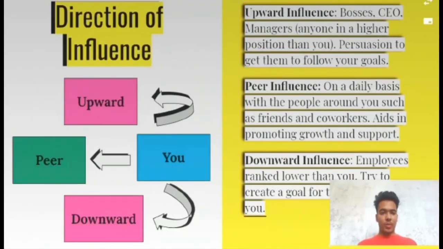About the direction of influence. The direction of influence flows in three directions: upward, downward, and peer influence. In upward influence, we try to influence the person who is higher in position than ours, could be our bosses, CEO, or any person. We try to get them to follow our goals. In downward influence, we try to influence the person who is lower than our rank. In peer influence, we try to influence the person who is on the same level as us, could be our friends or co-workers. This helps in promoting our growth and supporting each other.